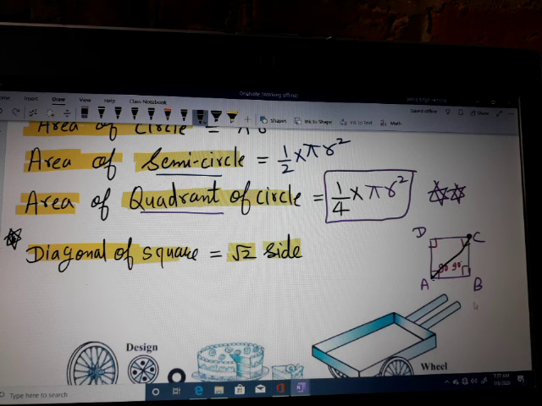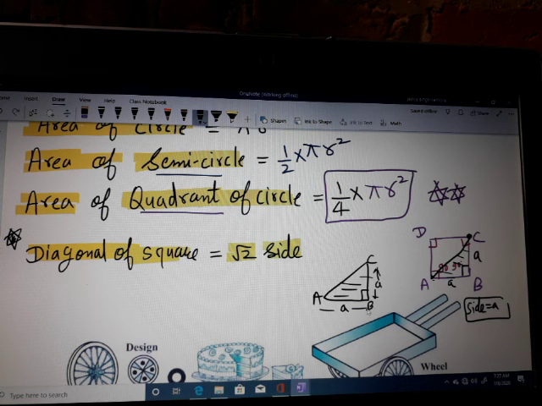Let the side of the square be a. So this distance is equal to a, and this BC is also equal to a. This is a right angle triangle. In this right angle triangle, I am considering only this part. This is the diagonal AC. This angle is 90 degrees. This distance is a, and this is also a.